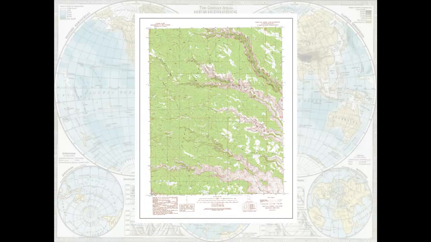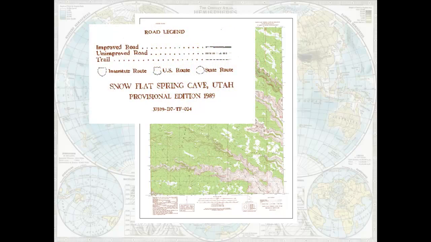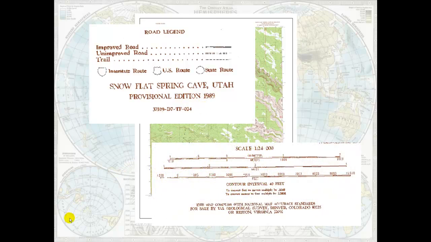Here's another topographic map. This is a 7.5 minute, which means it covers 7.5 minutes. And if I look in the title block of this, I see that it's for Snow Flat Cave, Provisional Edition, 1989. And I look a little further and it shows me that the scale is 1 to 24,000. So this is the standard scale for USGS topo maps at the 7.5 minute map size. So 1 unit on the map is equivalent to 24,000 units on the Earth.